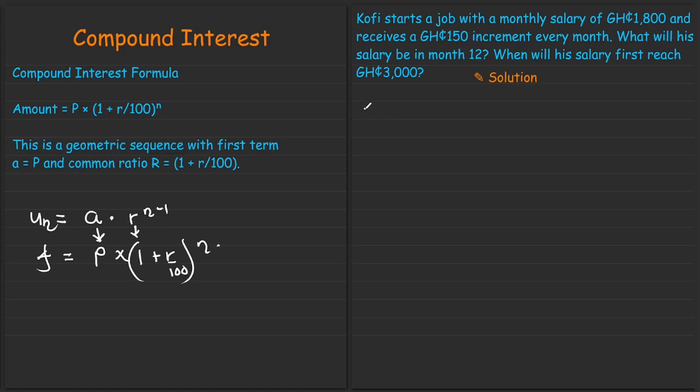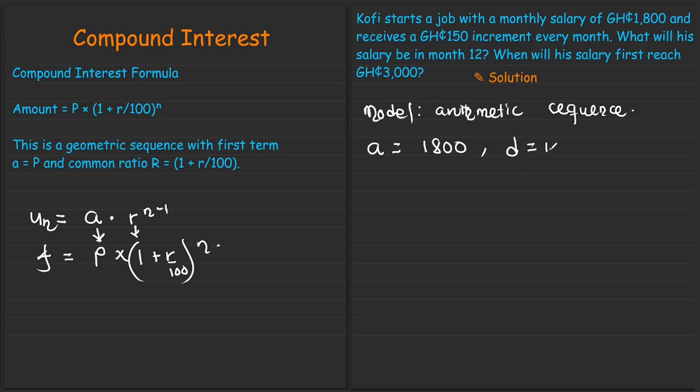So we want to model what? An arithmetic sequence. He says he starts a job with a monthly salary. This is what is going to be paid. That is the first payment. So A, which is the first term, is what? 1,800. Then for every month, an additional 150 is going to be added to it. That becomes our common difference, the 150 cedis added each month.